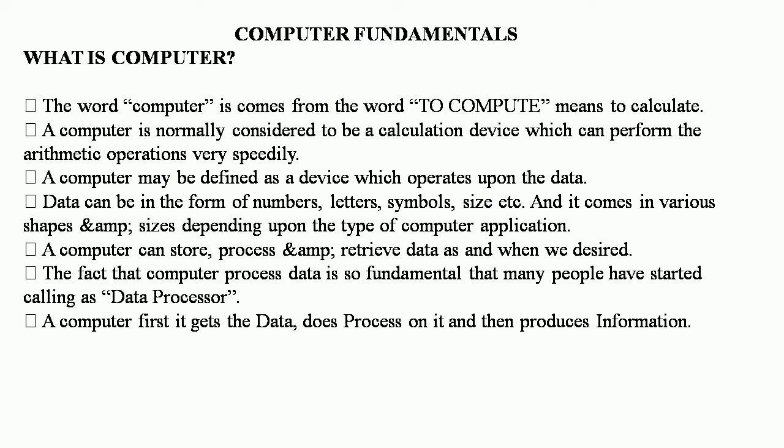The data can be in the form of numbers, letters, symbols, sizes, etc. And it comes in various shapes and sizes depending upon the type of computer application. The computer can store data, process data, and retrieve data. The fact that the computer processes data is so fundamental that many people have started calling it a data processor. The computer first gets the data, then processes it, and then produces the information.